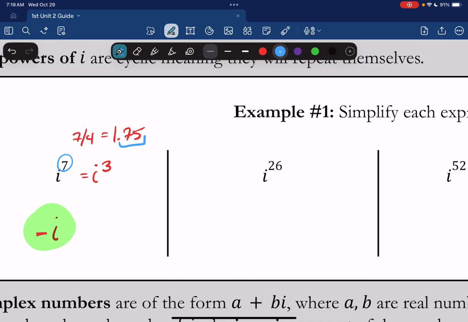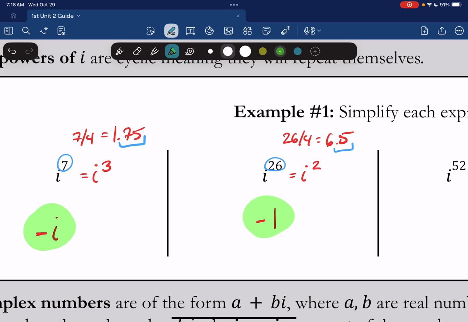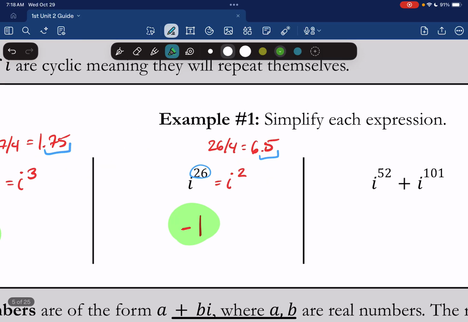If I want to go to i to the 26, I'm going to do the same thing. Take that 26 and divide it by 4. When I do that, I get 6.5. So same thing, I'm going to look at that decimal. So I have 0.5, it's like 50 cents, I have 2 quarters. So i to the 26 is the same value as i squared, and by definition, we know i squared is -1. So i to the 26 is also -1.